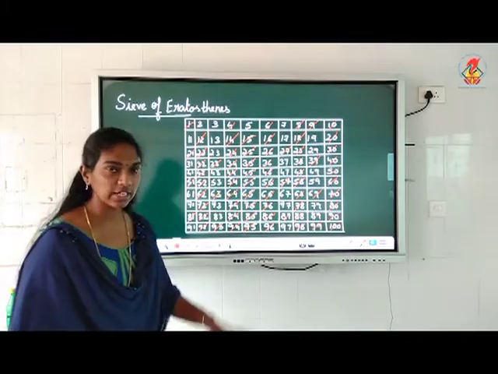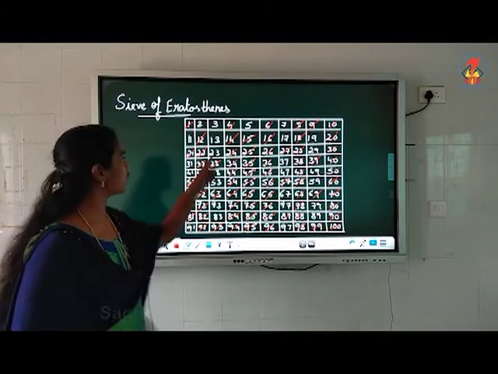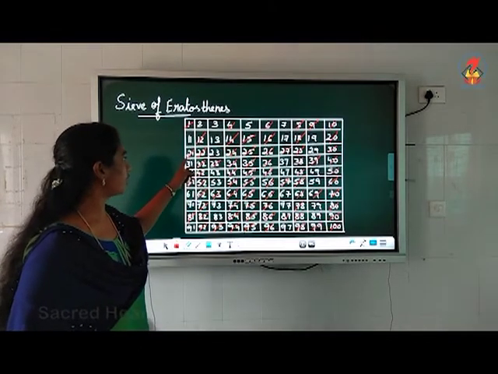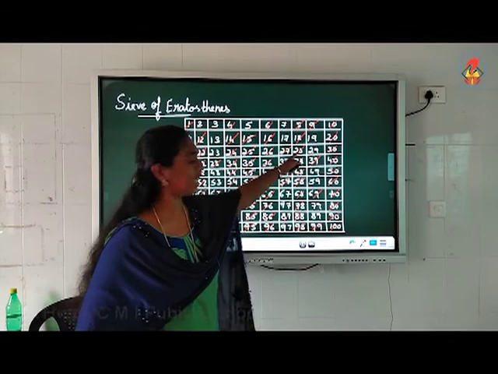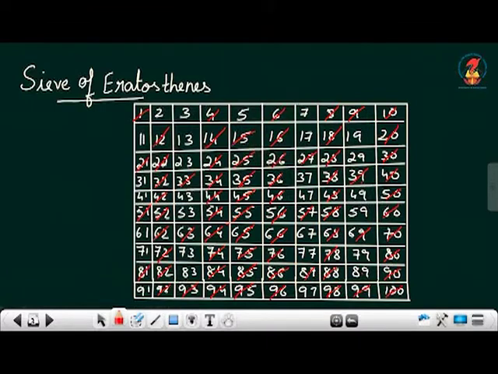7 is a prime number. Leave 7. Cross out the multiples of 7. 7 2s are 14. 7 3s are 21. 7 4s are 28. 7 5s are 35. 7 6s are 42. 7 7s are 49, not crossed out. Cross it out. 7 8s are 56, it's crossed out. 7 9s are 63, it's crossed out. 7 10s are 70, it is crossed out.